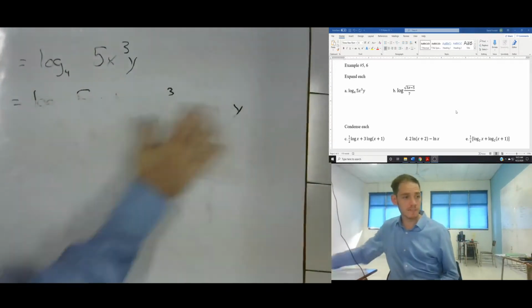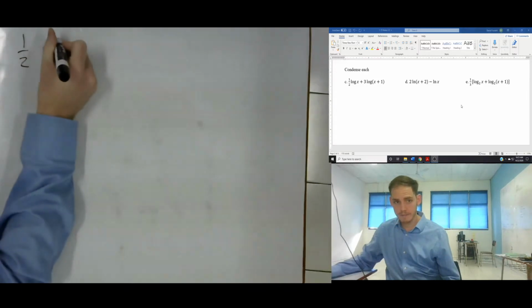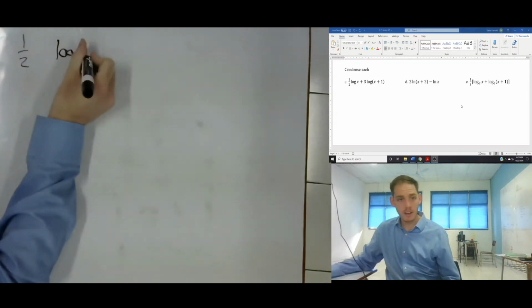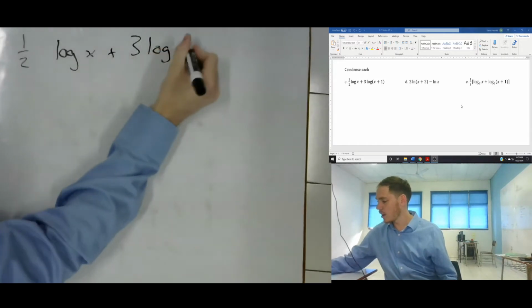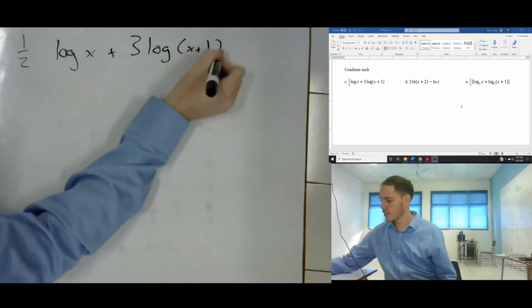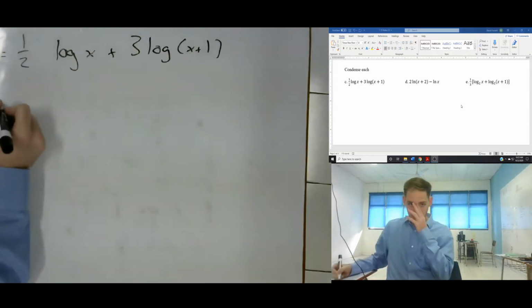And contracting. Let's go to some contracting ones. So our first one is up here: 1/2 log of x plus 3 log of x plus 1. Now first things first, let's put in our powers. We're contracting it, or condensing.